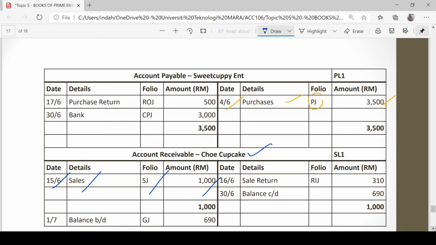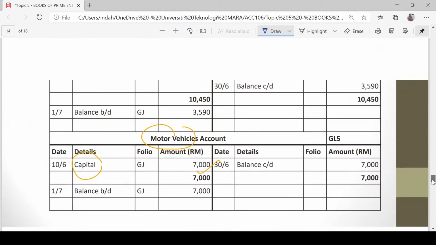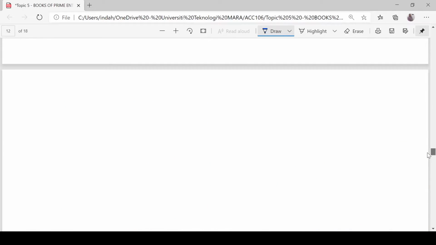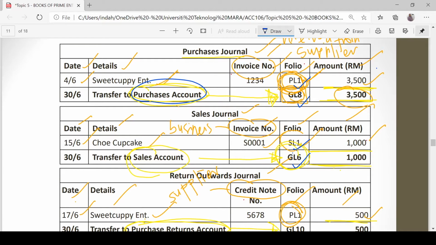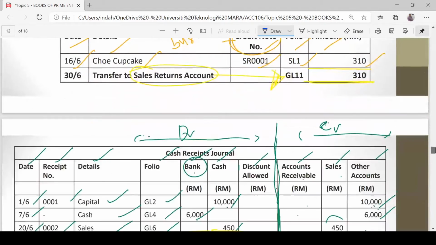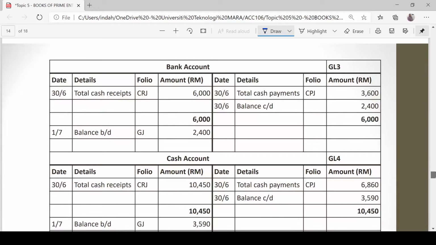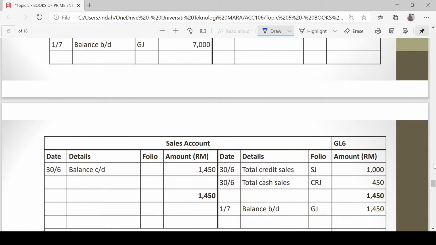What happened in sales? Sales is revenue, so we are going to increase the sales account. We are going to credit the sales account. Before that, go back here. GL6 is for the sales account. Every portfolio here represents an account. If it is a new account, then you create. If it is an existing account, then you update. So from the sales journal, the total is 1,000. This is total credit sales. Sales increase, you credit. So 30th of June, total credit sales from sales journal is 1,000.